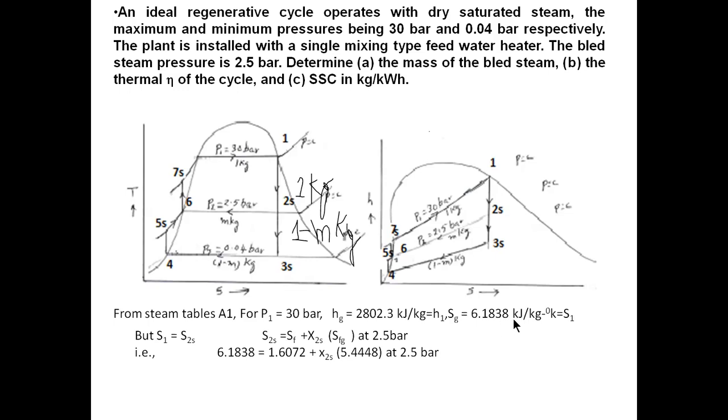6.1838. Okay. This we know S1 is equal to S2 because the process is isentropic. So you equate S1 is equal to S2 so that we can find what is the dryness fraction at S2 dash. Okay, same way as we did in the earlier problems also. Here we are following the same steps.